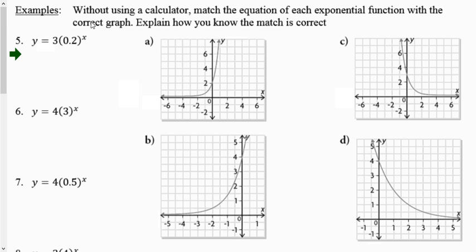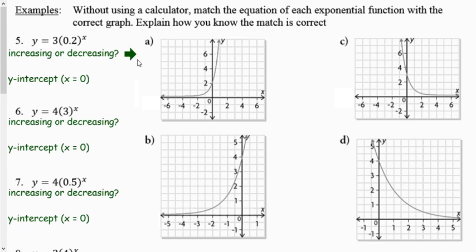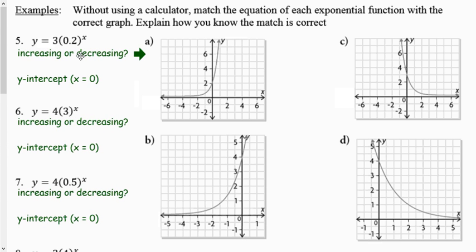Here, without using a calculator, we want to match equations with graphs and then explain how we know that they match. As we do each of these questions, there are two key features I'm looking for. First of all, is the graph increasing or decreasing? And then, what is the y-intercept?